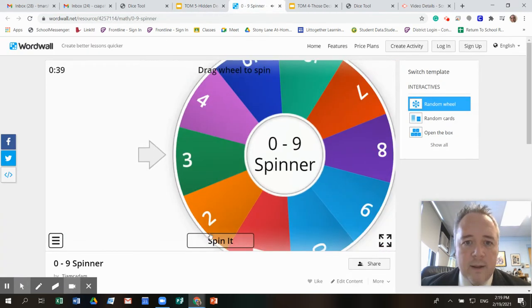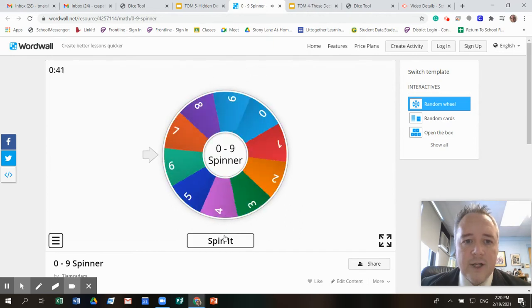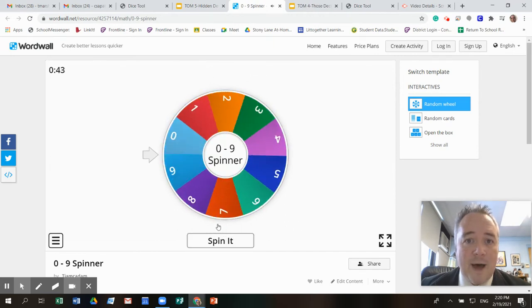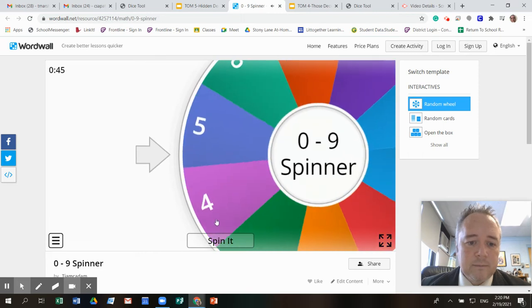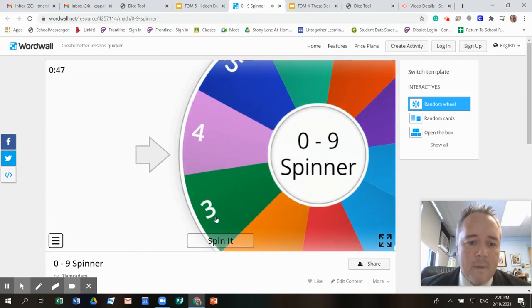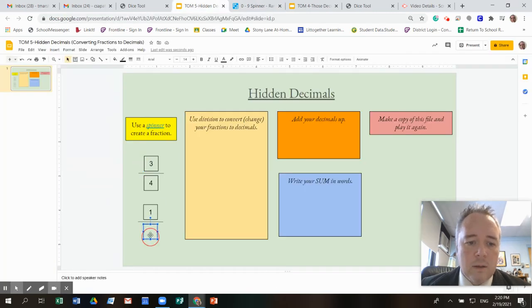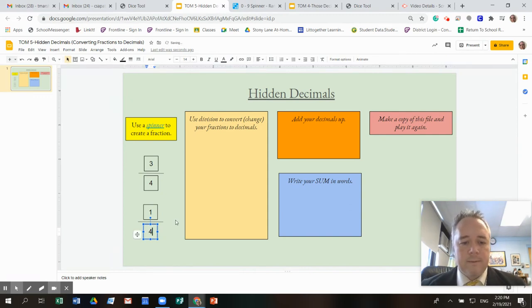Remember, in these fractions, the bigger number needs to go on the bottom as the denominator. 4. Here we go. 4. So now I have 3/4 and I have 1/4.